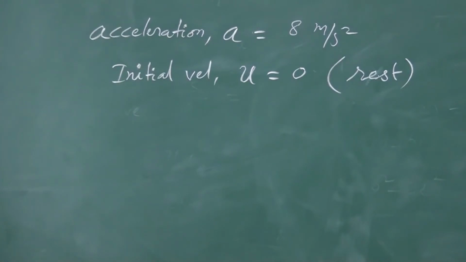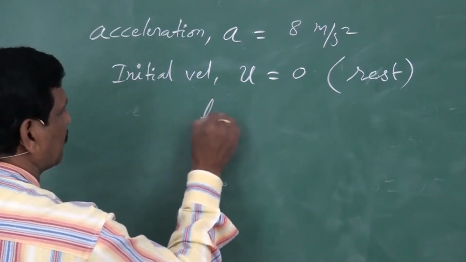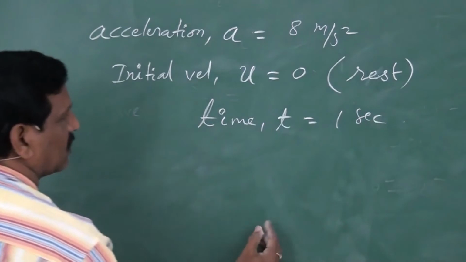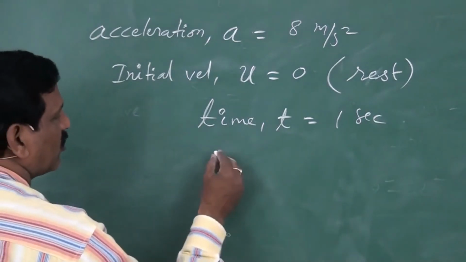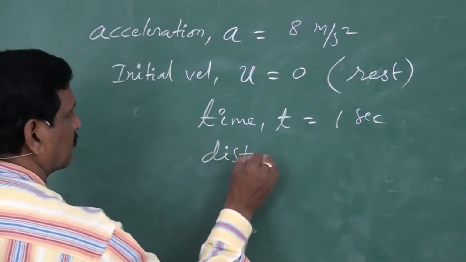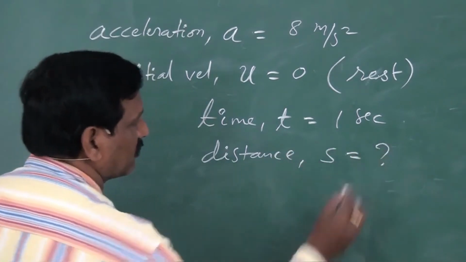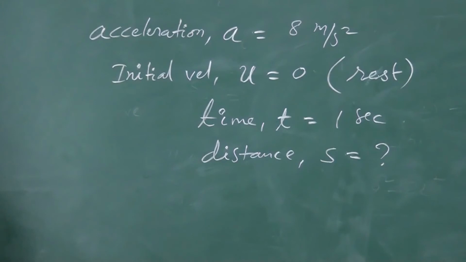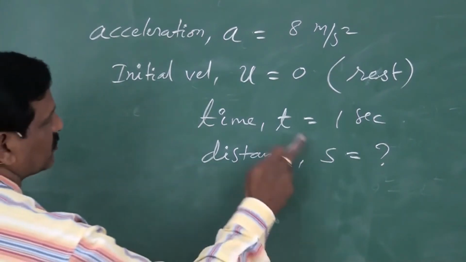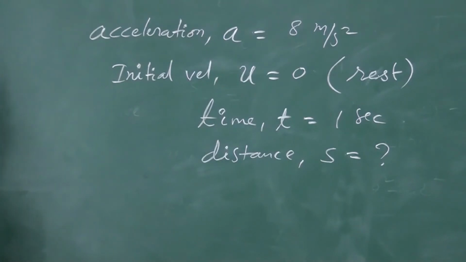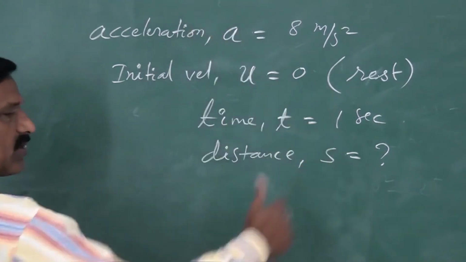And we have to calculate the distance travelled in 1 second. Time is given as 1 second. So, in this 1 second time interval, we have to calculate the distance, that is s. And what is the relation among these parameters, S, T, U, A? What is the kinematic relation that involves these parameters?